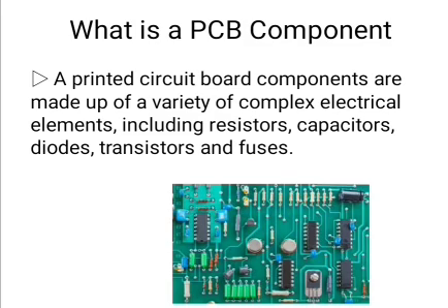What is a PCB component? A printed circuit board's components are made up of a variety of complex electrical and electronics elements including resistors, capacitors, diodes, transistors and fuses. For a PCB to function effectively, each component must play its role. If one part fails, then the PCB may fail to function as intended.